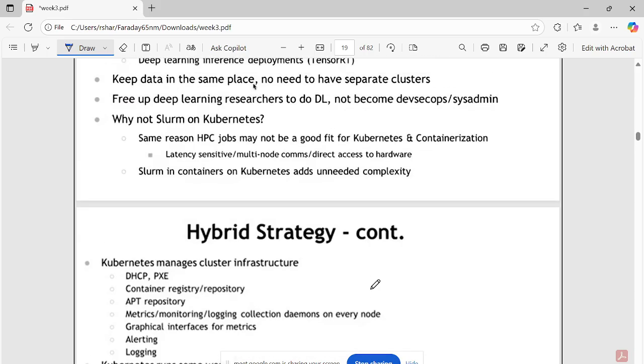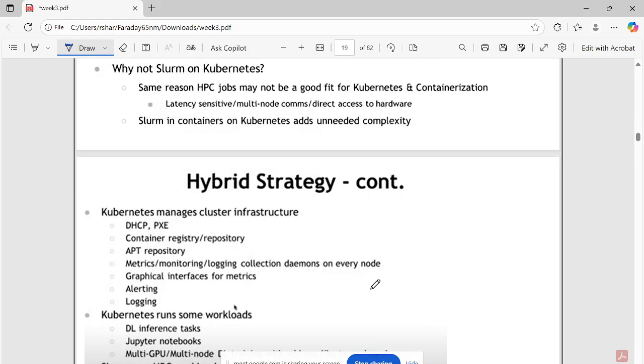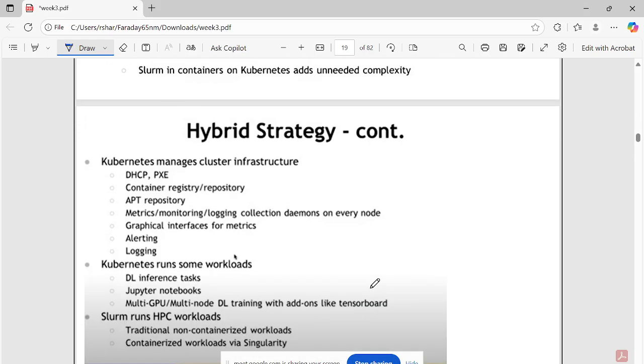Kubernetes manages the cluster infrastructure and can run some workloads. We will have deep learning inference tasks. We can run Jupyter Notebook. We can do multi-GPU, multi-node deep learning training. We can do TensorBoard, with many graphs and charts. Slurm runs HPC workloads.